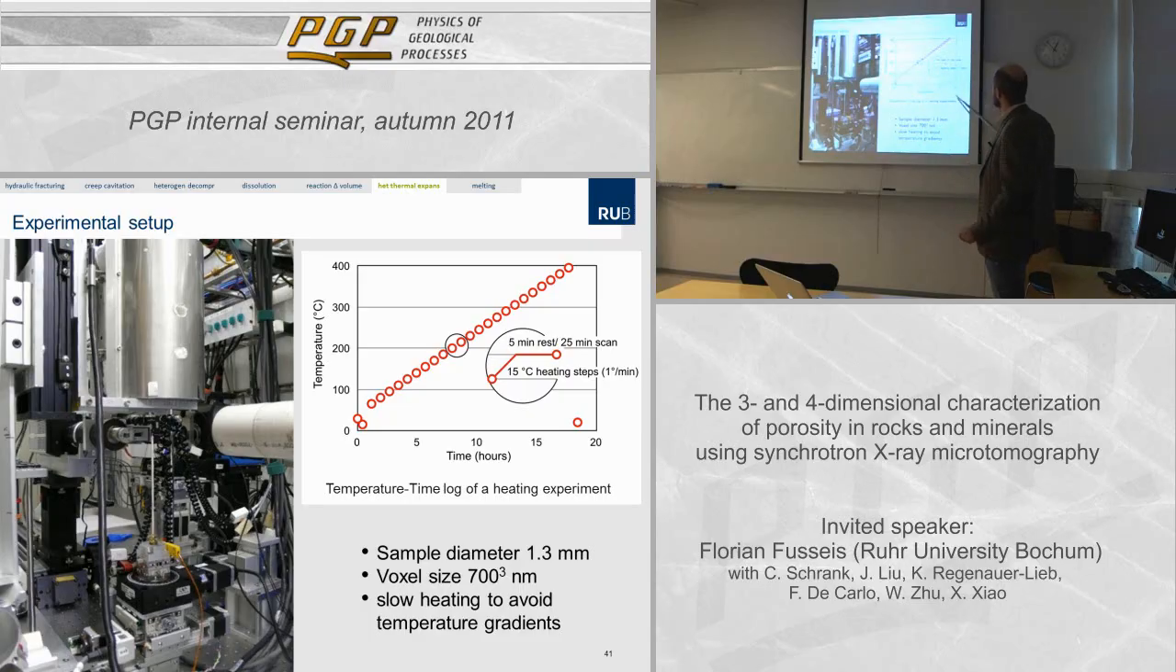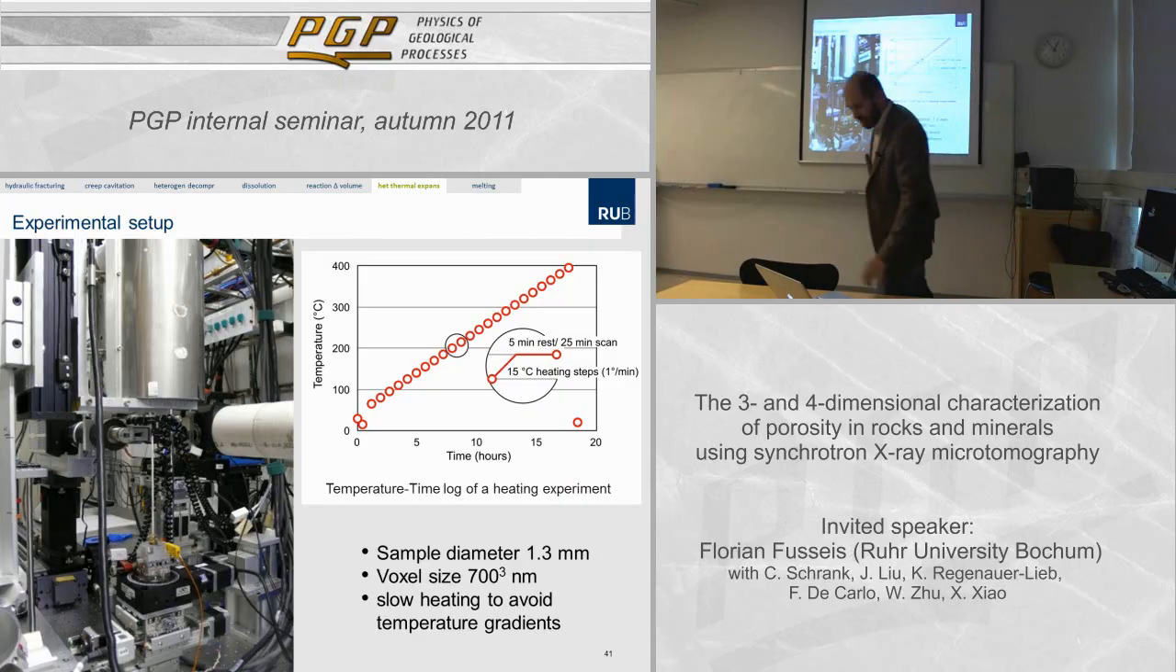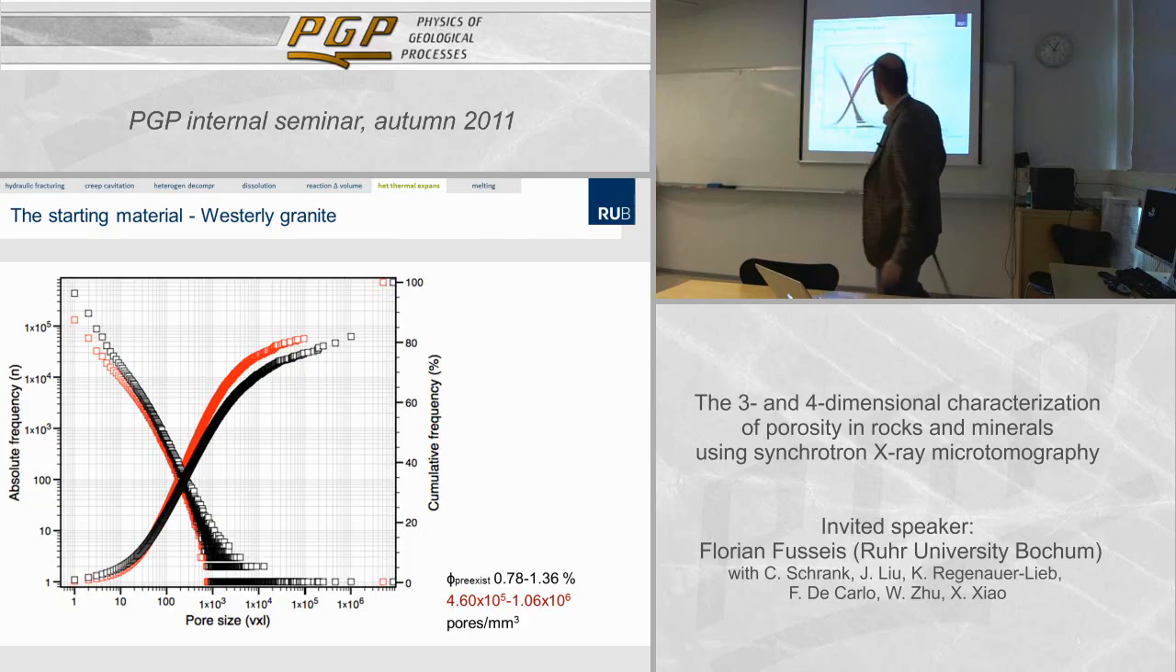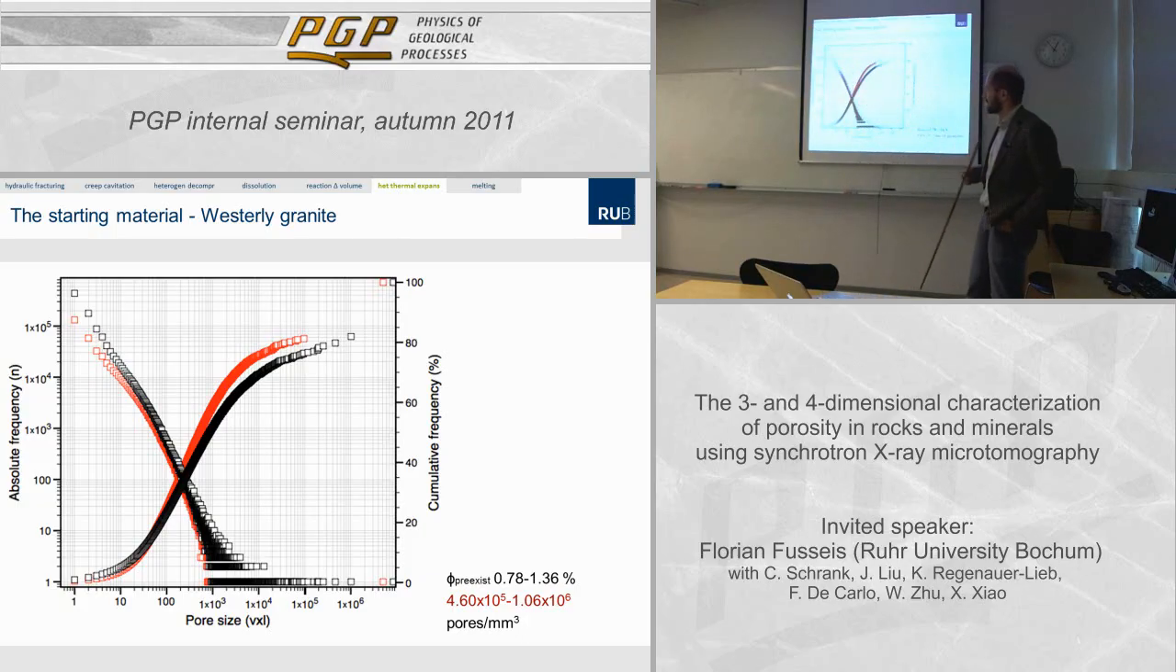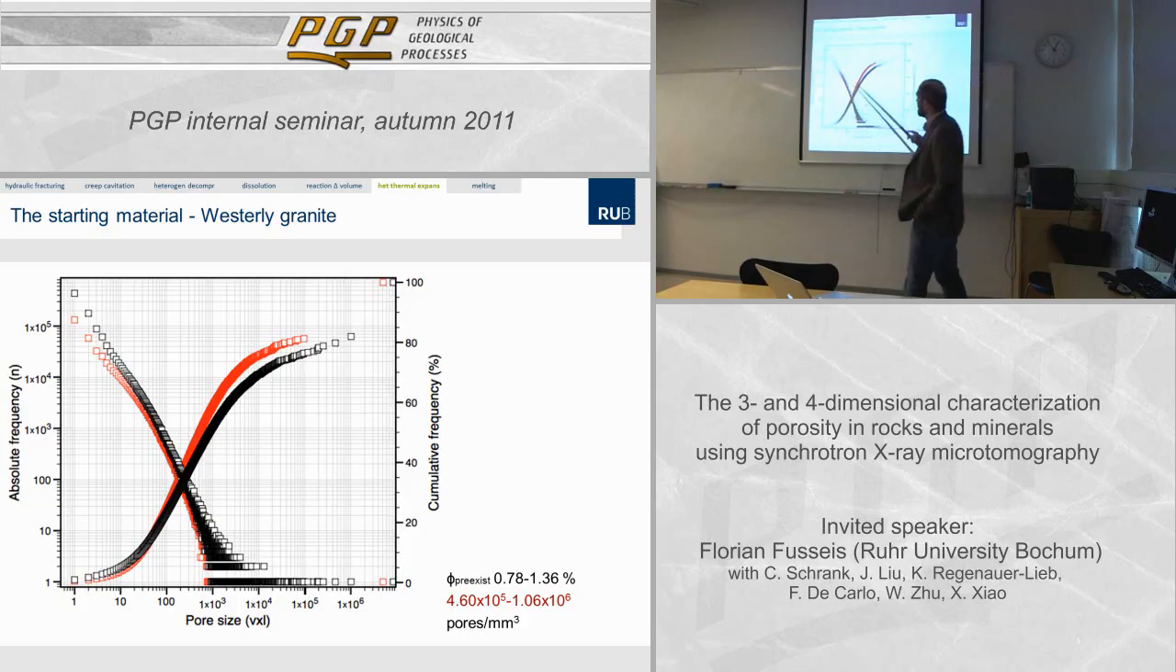What I'm going to show you here is an early experiment that only goes to about 400 degrees. Here we had a smaller sample diameter resulting in a high resolution, so we have a voxel size of 700 nanometer cube. Of course, we heat very slowly to avoid any temperature gradients, but we have tested that, and it's actually true. Temperature gradients are not relevant in this experiment.